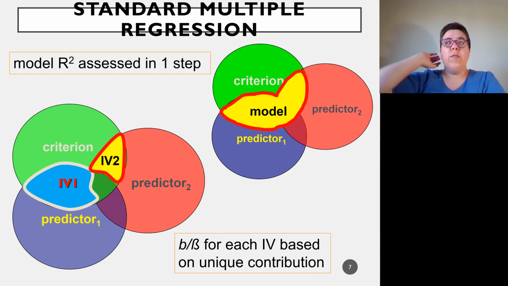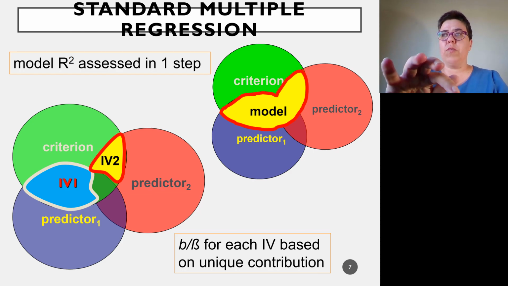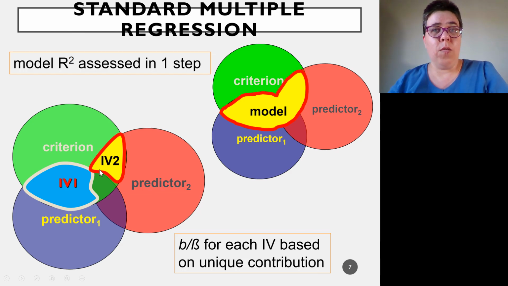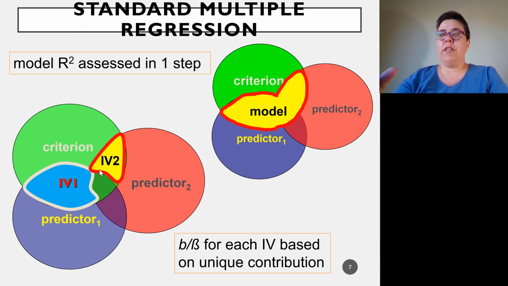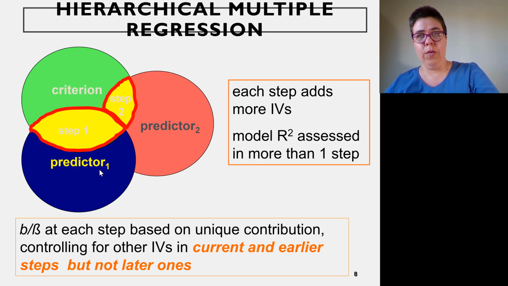And so visually, when we look at our Venn diagram of 2 predictors and a criterion variable, as shown here, in the standard regression, the model R² includes the unique and the shared variance. Each beta, though, for each variable only deals with the unique variability. And that's in contrast to the hierarchical multiple regression, where we're going to look at the model R² in block 1 and the model R² in block 2.